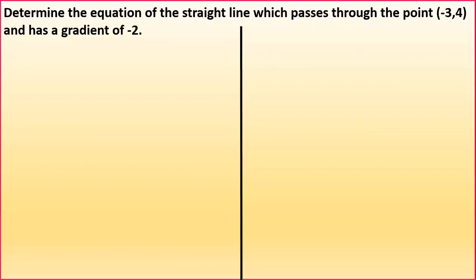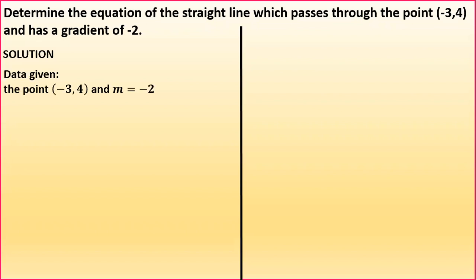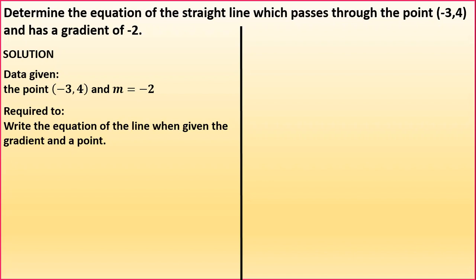Determine the equation of the straight line which passes through the point -3, 4 and has a gradient of -2. What were we given? We were given the point -3, 4 and the gradient -2. What are we required to do? We are required to write the equation of the line when given the gradient and a point.